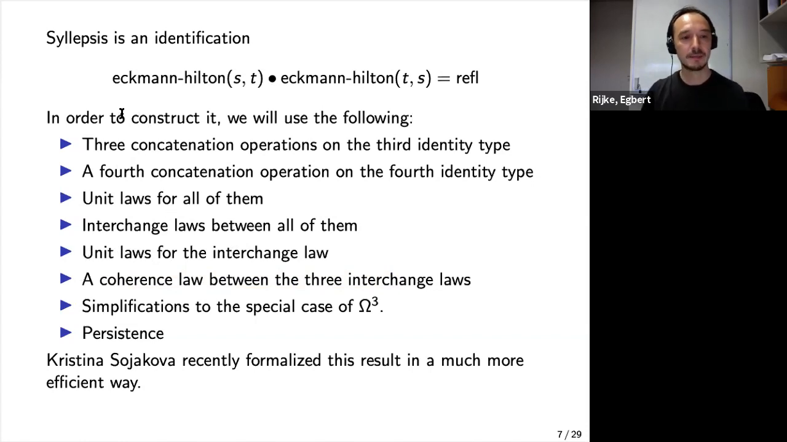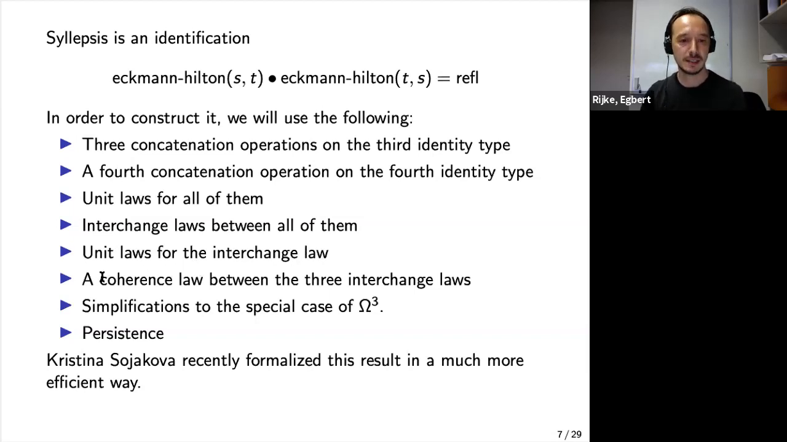But let's go slowly through this process. So this is going to be about the third identity type. And in the third identity type, there will be yet another concatenation operation. I'm going to call it star instead of black bullet or white bullet. And even on the fourth identity type, there is a fourth concatenation operation. And you can, in fact, prove with co-induction that on the nth identity type, there are n concatenation operations. And all of them satisfy unit laws, and all pairs of them satisfy interchange laws, and the interchange laws themselves satisfy unit laws because they're proven by path induction.